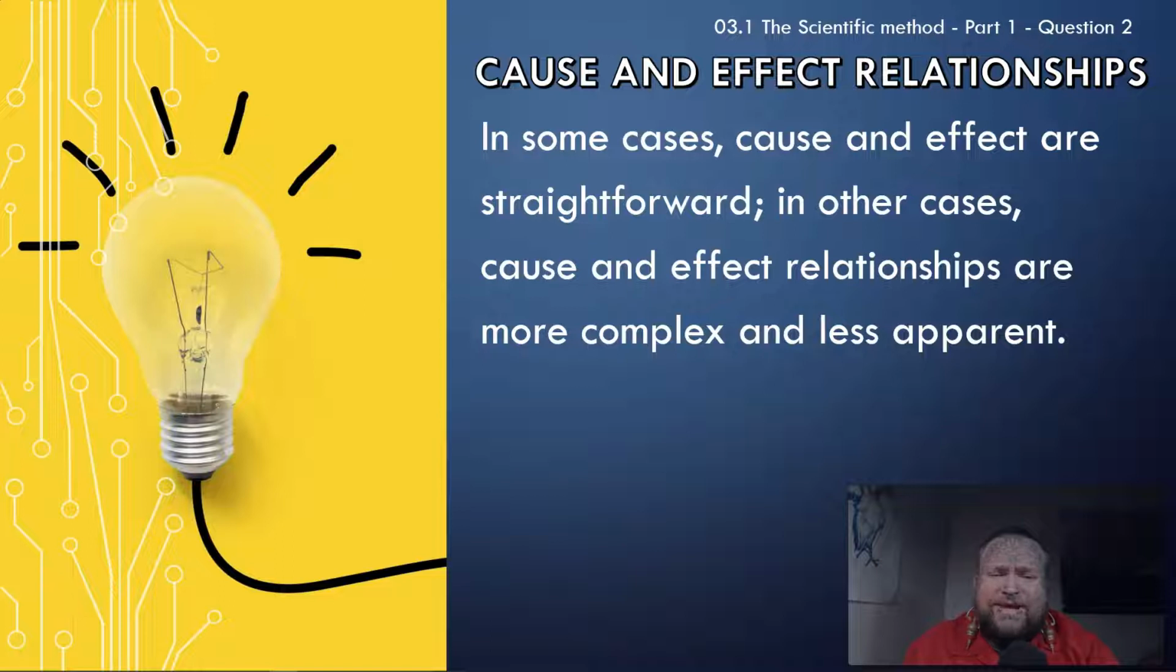So, in some cases, cause and effects are straightforward. We know this, one event to the other. In other cases, cause and effect relationships are more complex, less apparent, and hard to see. And this is the difficulty: we can't always have an exact answer, but it takes time and more questions being asked, more new knowledge being generated out of the scientific method and the process that people are going through.